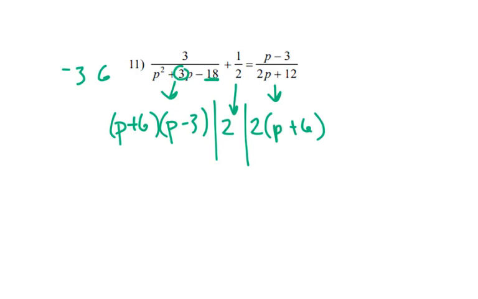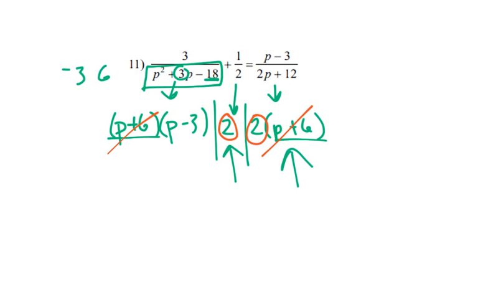So our biggest question here is, if I multiply everything by this, will I get rid of this, and will I get rid of this? Well, the factored forms share the p plus 6's. So I'd be able to get rid of the p plus 6's, right? With the multiplying. I wouldn't be able to get rid of the 2's. So I'm going to have to basically multiply everything by 2 times p plus 6, p minus 3. Okay? So I multiply that by every single piece here.